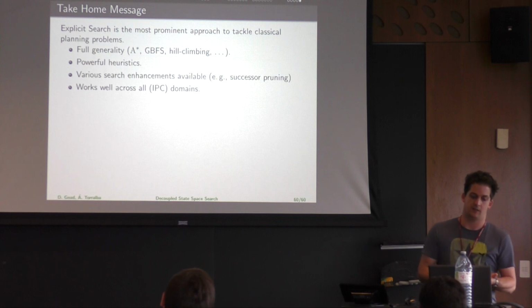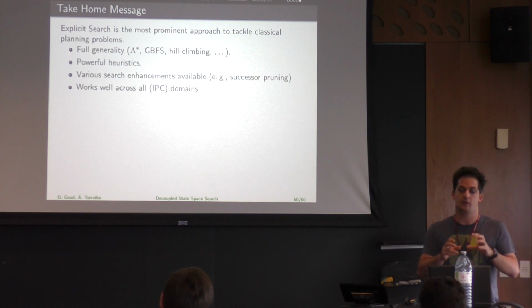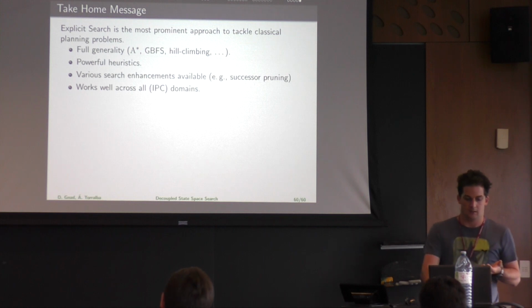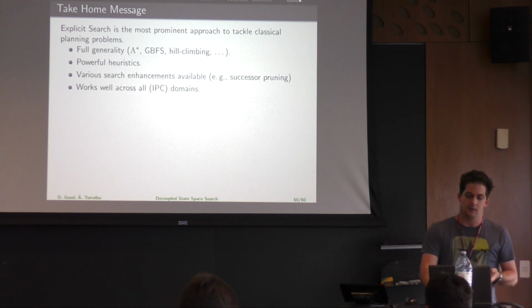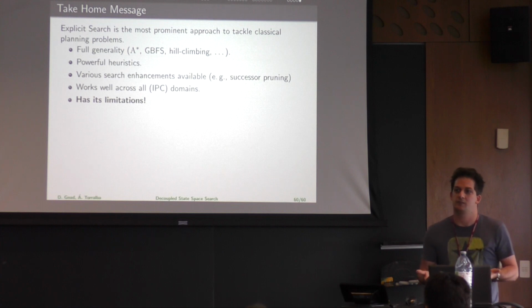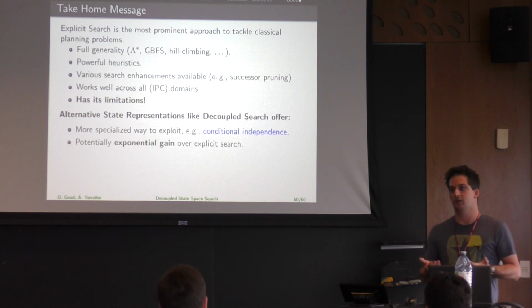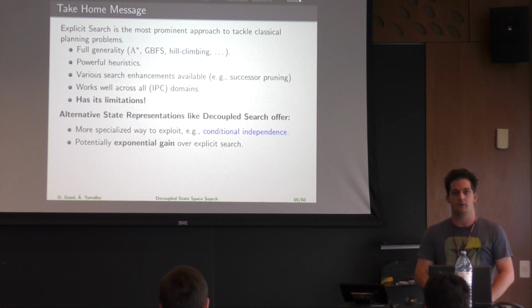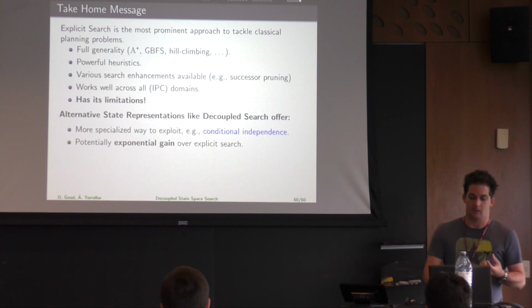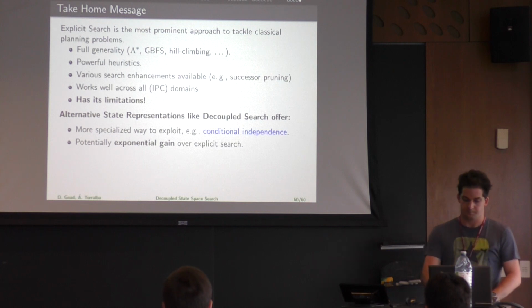And last but not least, like the take-home message, explicit search is really cool. It's very general. You can do everything, and it works well in practice. You have all the search algorithms, powerful heuristics, successor pruning methods, but it also has its limitations. Namely, it will never be able to capture the conditional independence as decoupled search is doing. And this potentially exponential gain over explicit search is really the big advantage of decoupled search. There's just no way to capture this if you keep the explicit state representation.